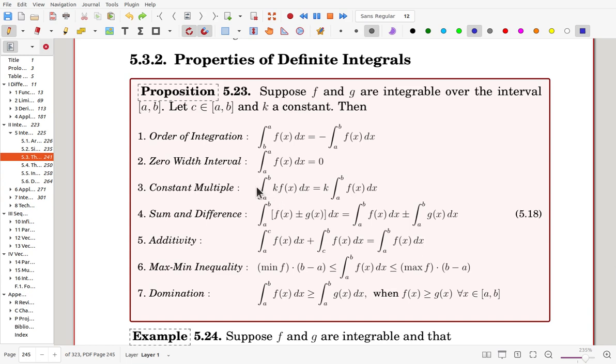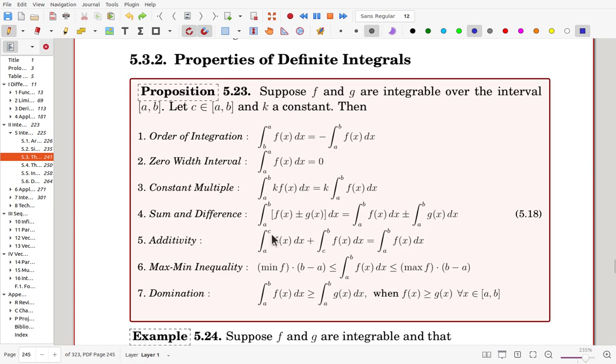Now, if a constant is inside the integral, then this constant can go out. In the Riemann sum, we have k f of x, and k can be factored out, so you can easily figure out this is true. And the integral of the sum and difference of f and g can be obtained from the sum and difference of each integral.